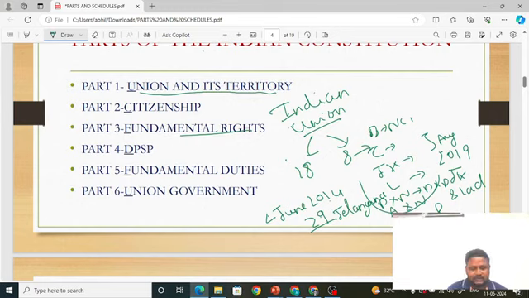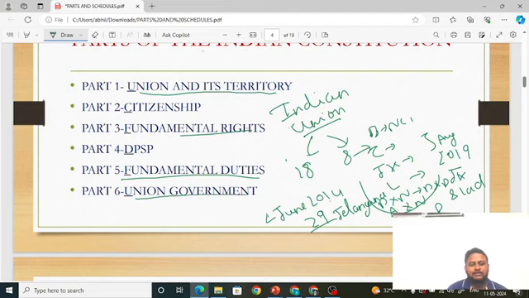Next, part 5. So part 4 is DPSP. Part 5 is what? Part 5 is fundamental duties. Okay friends, part 5 is talking about fundamental duties. Like that, part 6 is talking about the union government.